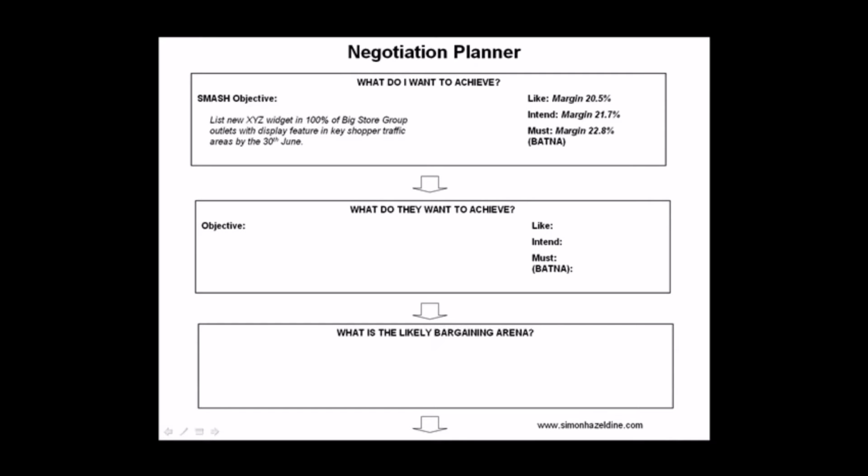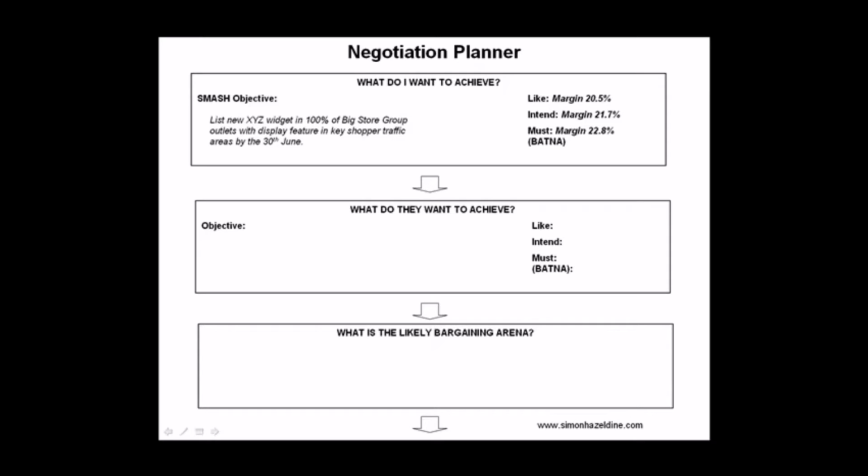Then our like, intend and must is the manufacturer's thinking that the most retailer margin that he could offer would be 22.8%. That's the absolute maximum margin he can offer to the retailer and still have a profitable deal. So that's his absolute walkaway point. He intends to offer them around 21.7%, and ideally would like 20.5.